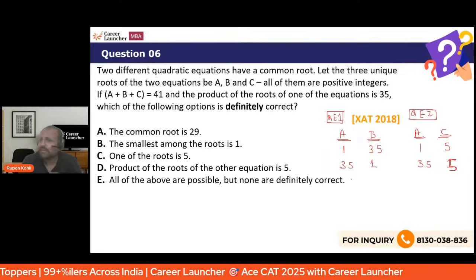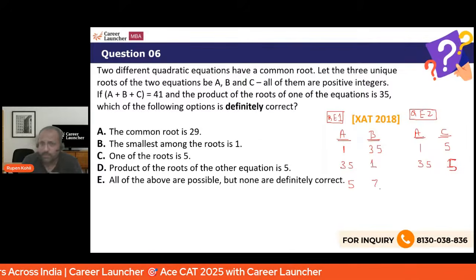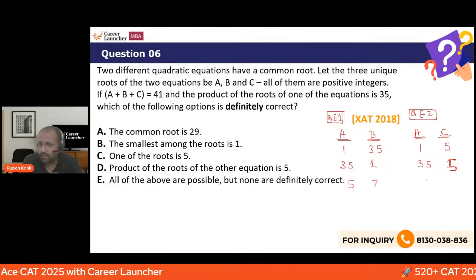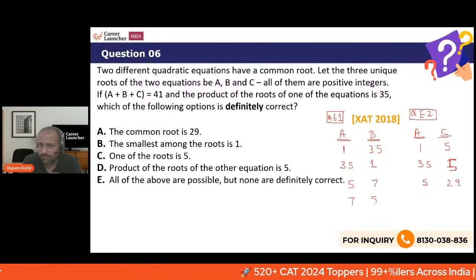The other case is 5 and 7. So 5 plus 7 is 12, and 12 plus 29 is 41. So here, 5 and 29. Or the other way around, 7 and 5. The common root is 7 and the other root is 29.